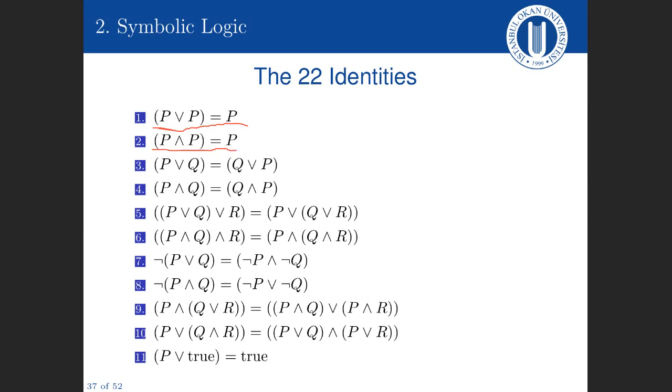Likewise, P and P. Is P true and is P true? It is the same as saying is P true. The order we write P and Q doesn't matter. Is P true or is Q true? The same as saying is Q true or is P true. And we could have the same line but with and instead of or.